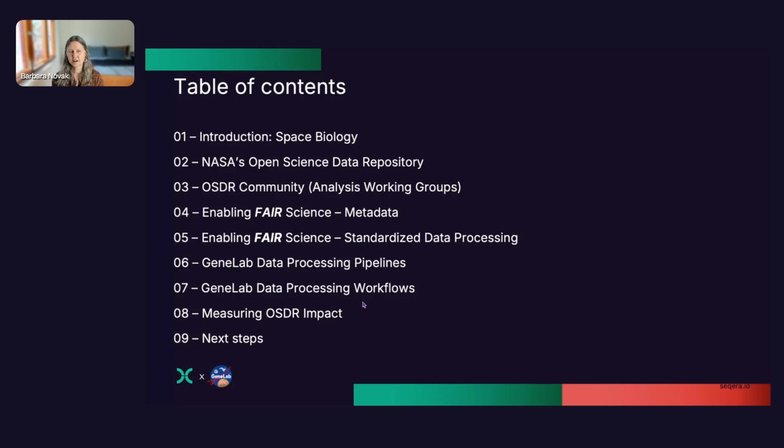So I will start off by talking a little bit about space biology and what type of data we are processing. Then I will talk about NASA's Open Science Data Repository and our analysis working groups. Then I'll switch to talking about enabling FAIR science by both standardizing metadata and standardized data processing. And I will talk a little bit more about our data processing pipelines and workflows, how we measure the impact of our repository on the broader scientific community, and then next steps.